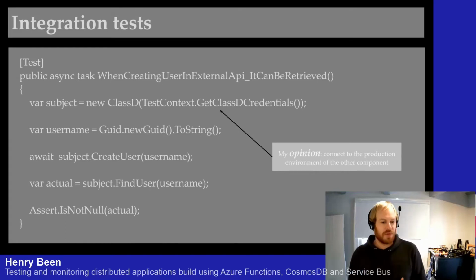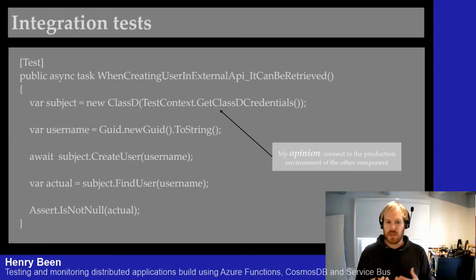Now, in here, I think comes a very controversial statement. What I try to do is I make my integration tests connect to the production environment of the other component. And the reason for this is that I really want to make sure that my class D interacts correctly with their production environment when it is deployed into production. And no matter which kind of system, no matter which kind of approach I choose, production is always going to be the most representative of production.